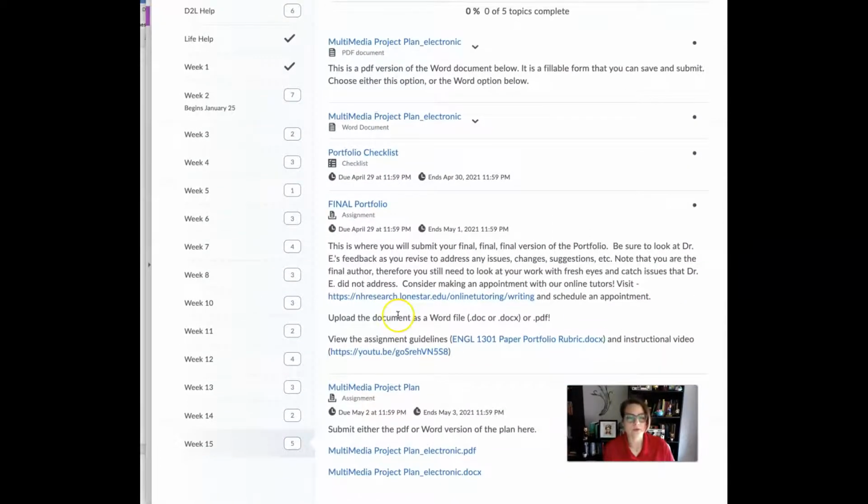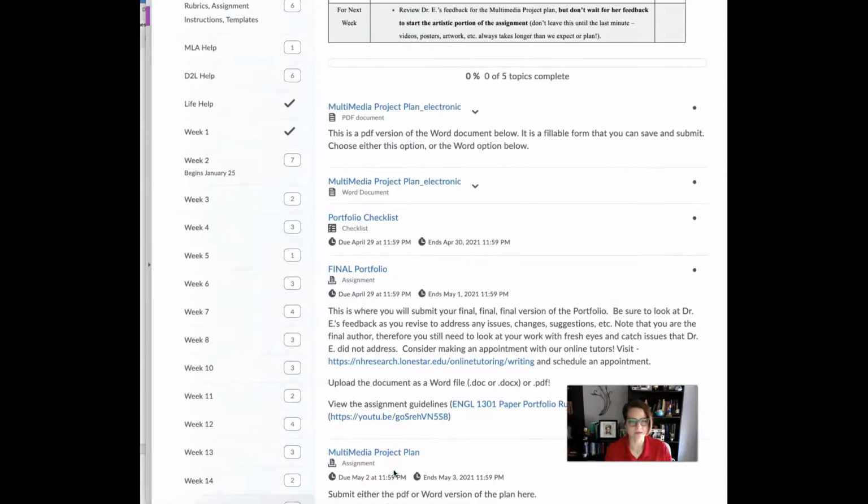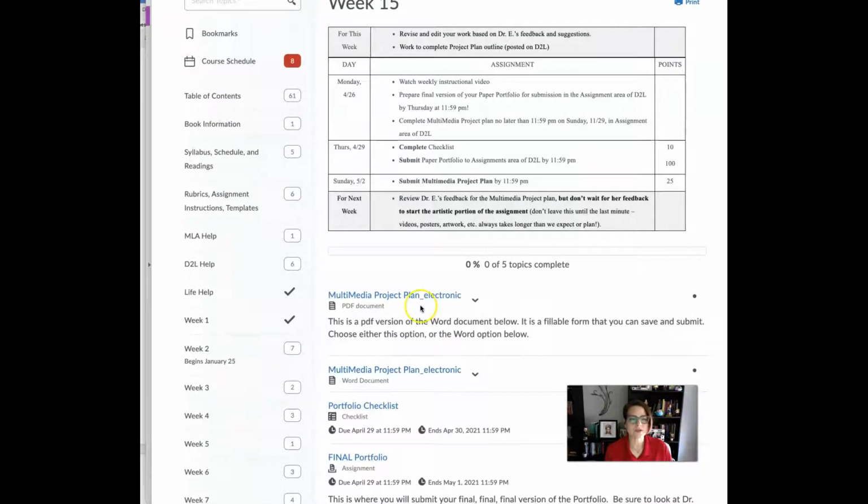Okay, your final portfolio is to be submitted here. Upload as a Word file or a PDF, that's in the checklist. Then you'll submit your multimedia project plan in the assignments area of D2L. Remember, you can use either the PDF or the electronic Microsoft Word version of the document. Note that Thursday is the checklist and the paper portfolio revisions, and that's a really big grade, y'all, so please be mindful. Your multimedia project plan is due on Sunday.